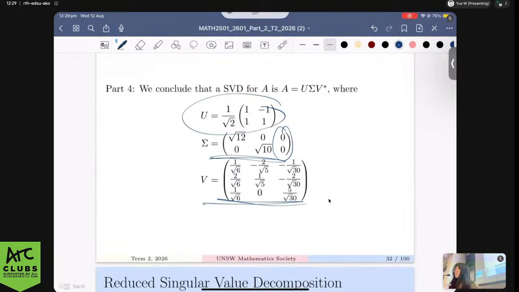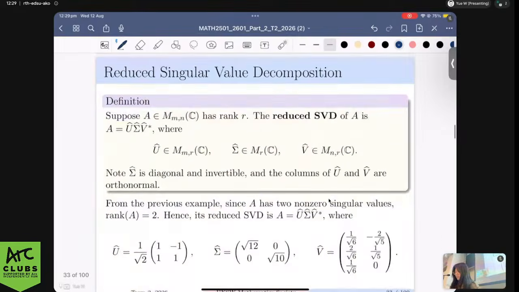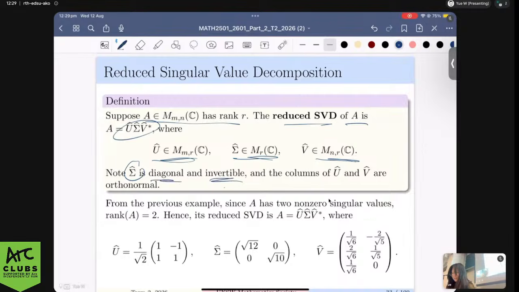Okay, so now moving on to some more interesting stuff. So here's a reduced singular value decomposition. If we consider, again, the same matrix, we can say that the reduced SVD of A is in this form here, where you basically just reduce each one to these dimensions. And note here that this is diagonal and invertible, and that the columns of these 2 are obviously orthonormal.